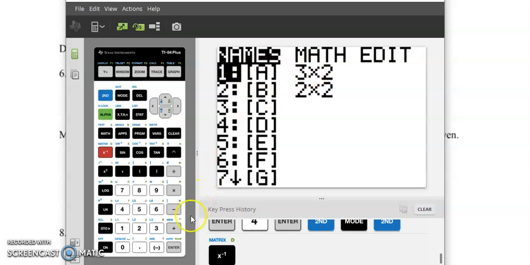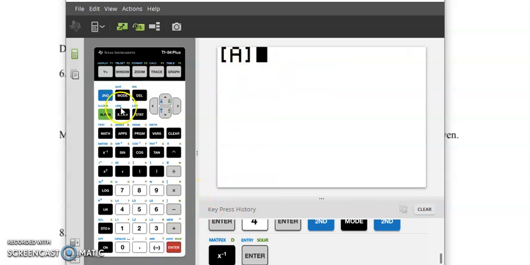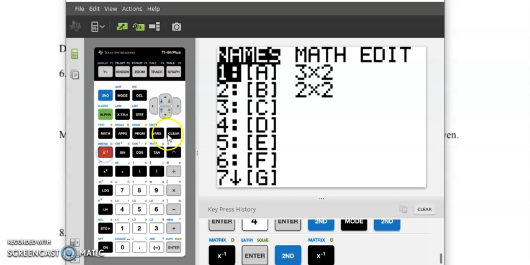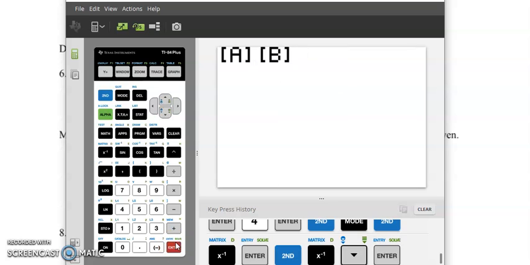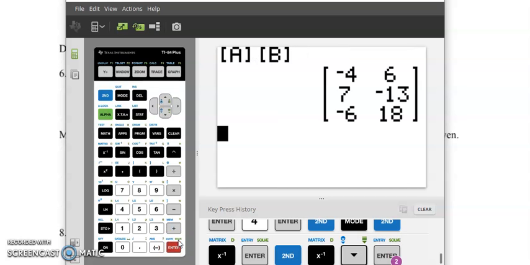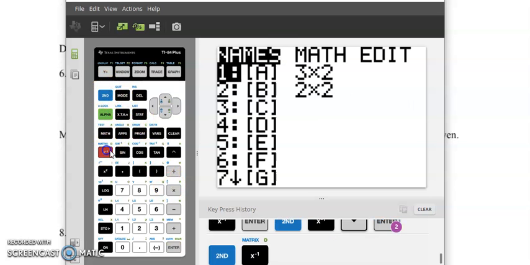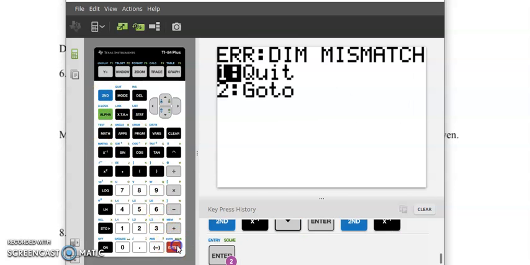So this is A. I hit enter to pull A to my home screen, go back to second matrix, and choose B. Hit enter, and now I've got A times B, and there it is. Now if I try to do B times A, I go second matrix, I choose B first, and then second matrix and choose A, and it says there's a dimension mismatch. That means that this multiplication is not possible. Okay, so that's what you're going to do on your calculator for matrix multiplication.